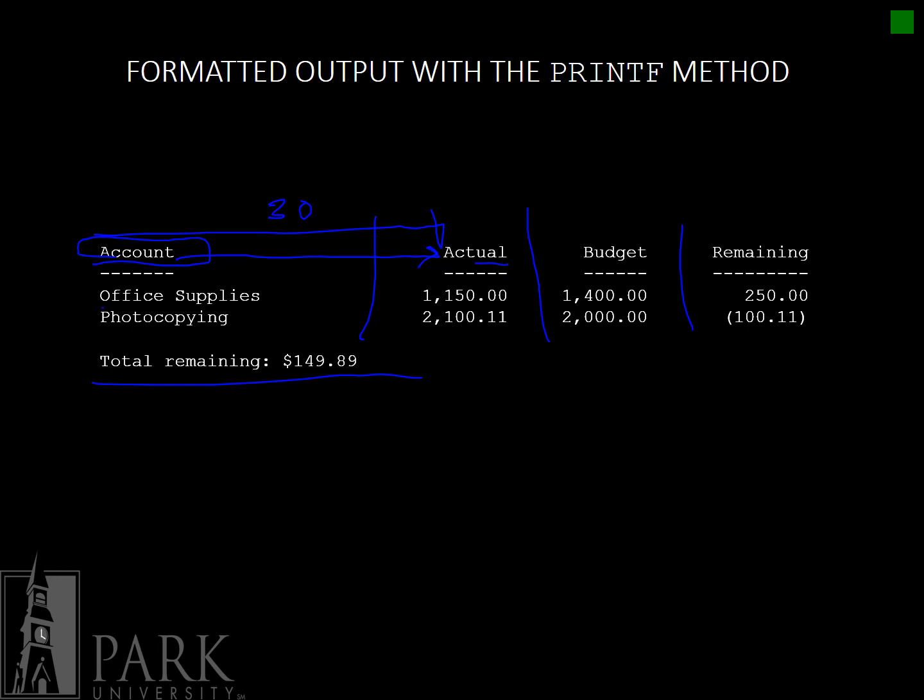And then when I get down here, I've got to figure out how big this office supplies is, and then subtract that from 30. And that's going to give me, I don't know, we'll say 17. So then I've got to add 17 spaces, but then I need to know how big this is, yada, yada, yada. It gets challenging, right? It would be really hard to actually print this out nice.